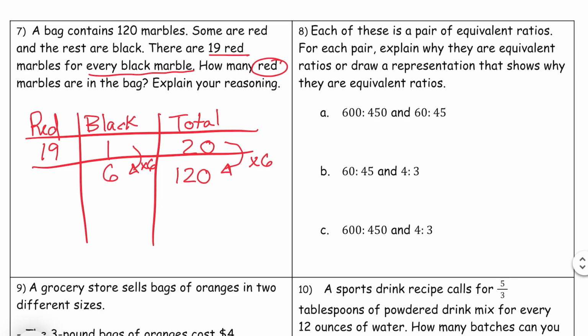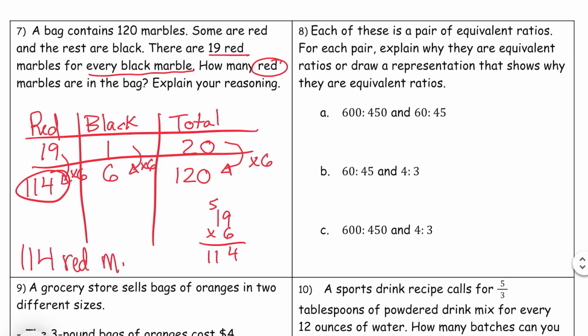1 times 6 would give me 6 black, and then we multiply 19 times 6. So 19 times 6, 6 times 9 is 54. 6 times 1 is 6, plus 5 is 11. So I know for red marbles, if it was asking me just for red, I would say there's 114 red marbles.